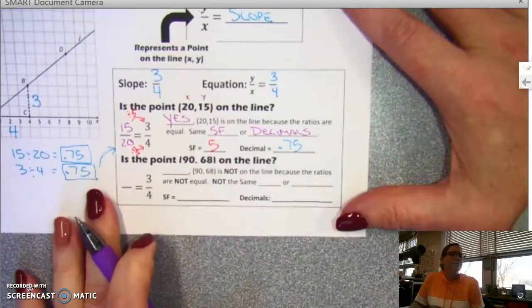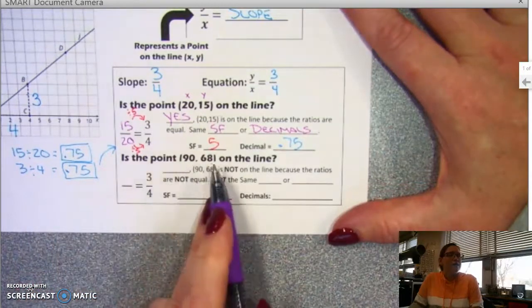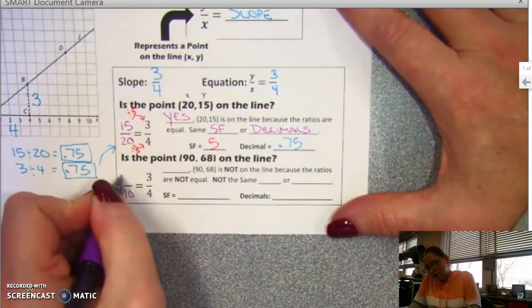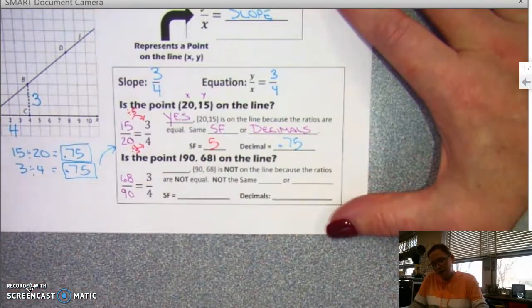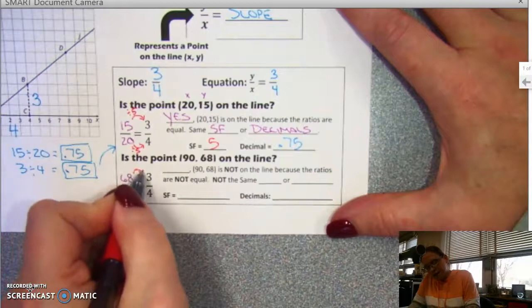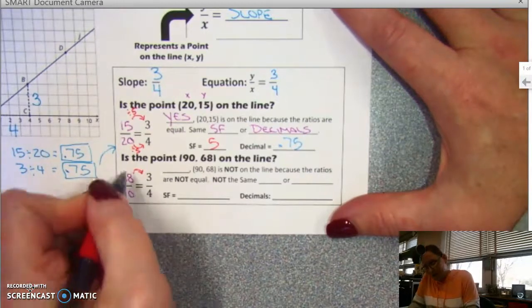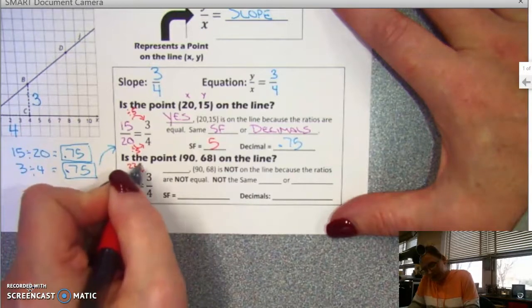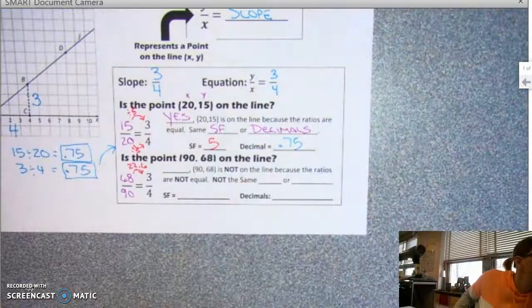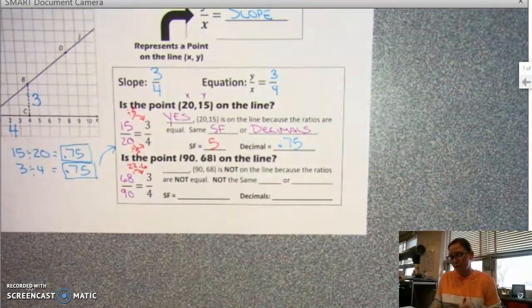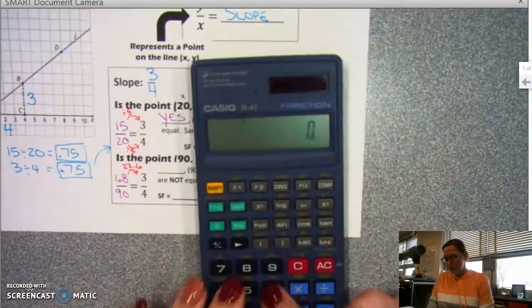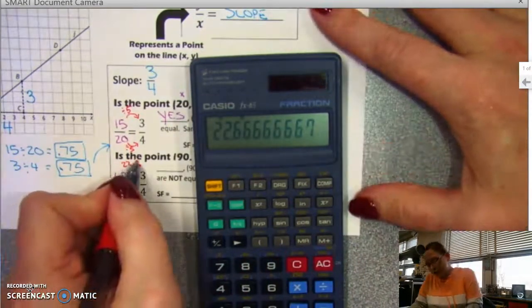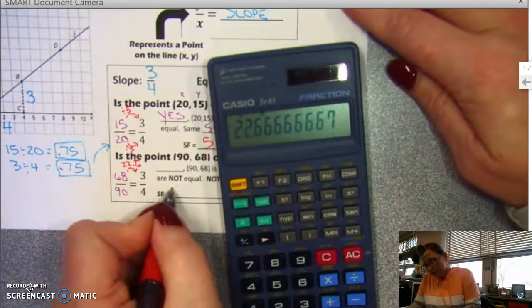All right, and the last one is this point on the line. So (90, 68). So we're going to put our 90 as the x value, 68 as our y value, and the exact same concept. How do I go from 68 to 3? So you put it in your calculator, and it should be 22.6. I think, is it 22.6 or is it 22.6 repeating? So let's find out. So if I do 68 divided by 3, yep, 22.6 repeating. So I put that little repeating dot. So that's one of the scale factors.